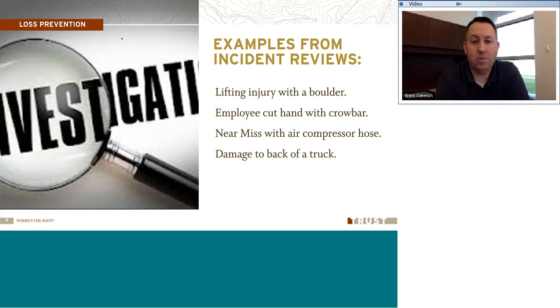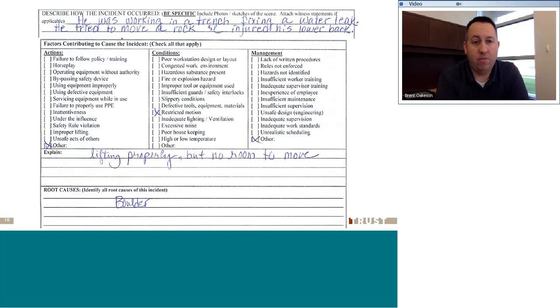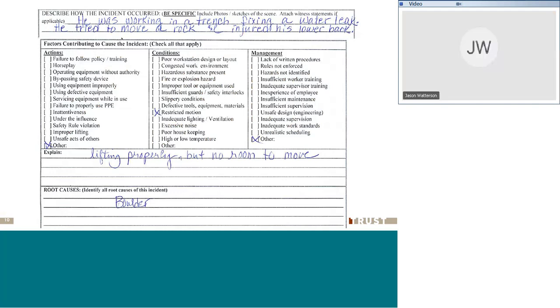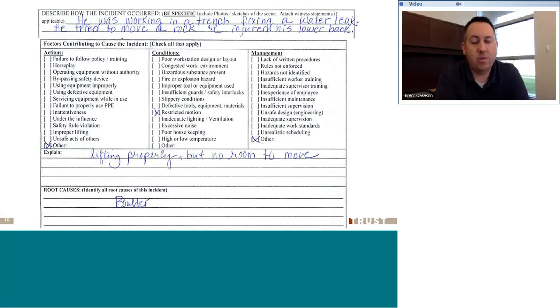We'll look at each one of these, and we'll talk about some good things and bad things about these incident investigations. Really, the goal is so that we can learn from them, see what's going on, and how to improve. So here's the first one. We have a description at the top. It says he was working in a trench fixing a water leak, and he tried to move a rock, which is a boulder, and it ended up injuring his lower back.